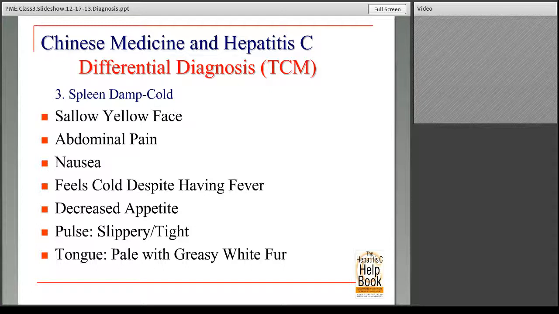So one of the things I want you to notice here is when we're talking about these differential diagnoses, I'm putting them specifically towards liver disease here. Because you can have these differential diagnoses with other signs and symptoms, but I'm specifically talking about the liver symptoms here. And then the tongue would be pale in this case with a greasy white fur, and that's your differential diagnosis in the acute hepatitis C diagnoses.